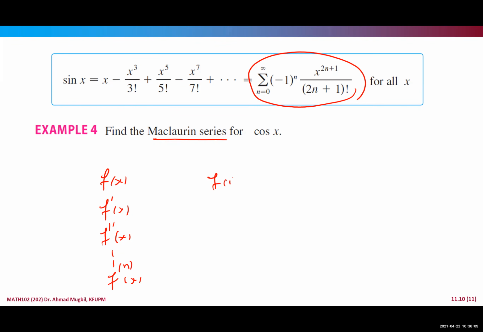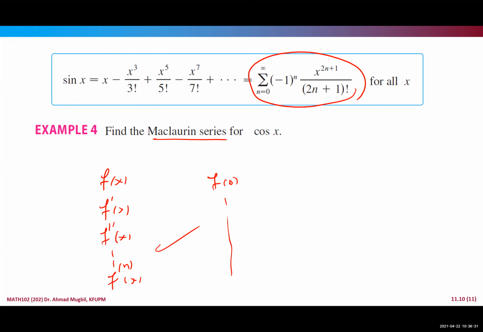Then evaluate them at 0, because we want to find Maclaurin series. So this is easy. You can do it as we did for sine, you can do it for cosine. But there is a short way that we can do. Of course, as before, because now we have sine, we can make it short when we evaluate cosine.